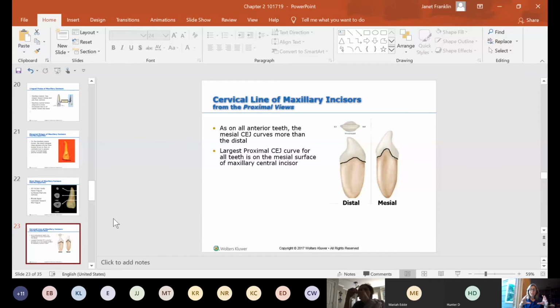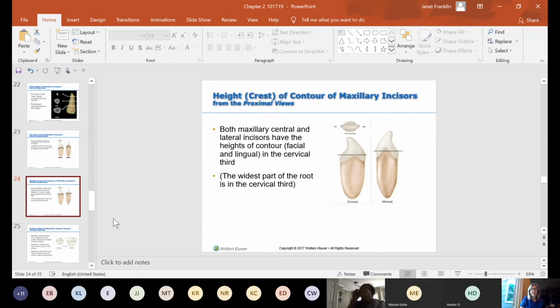This is where your little cheat sheet study guide comes in a little bit handy, so you can look at some of these things. Both maxillary central and lateral incisors have the heights of contour on the facial and the lingual in the cervical third. So if you look at these two incisor teeth, the height of contour, or the area of the biggest bulge on the facial and lingual, is in the cervical third.